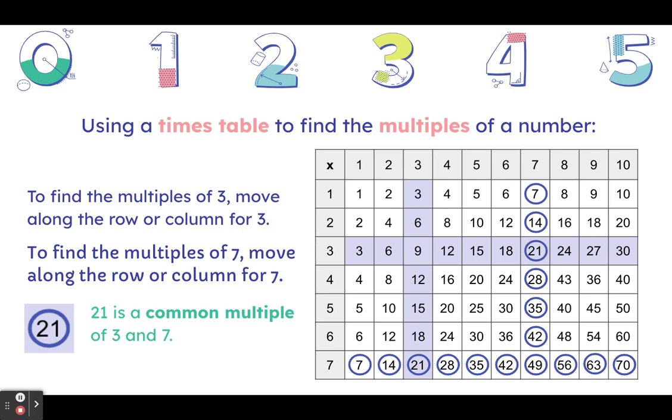So when you are working on your math journal problem, you could use any one of these 3 strategies, a hundreds chart, a number line, or a times table to help you find your common multiples. Or you could simply write out a list of multiples for each number and use that to help you find common multiples. Good luck.